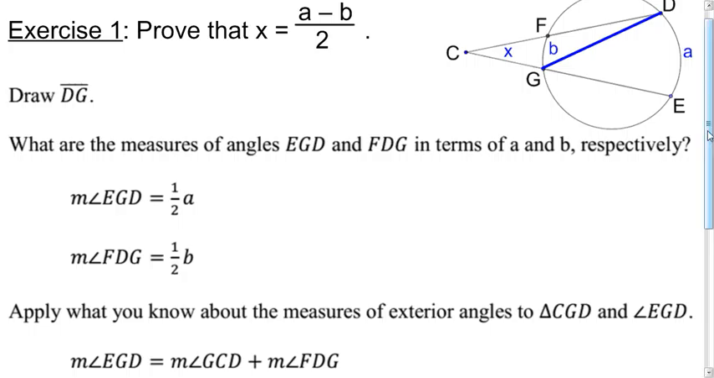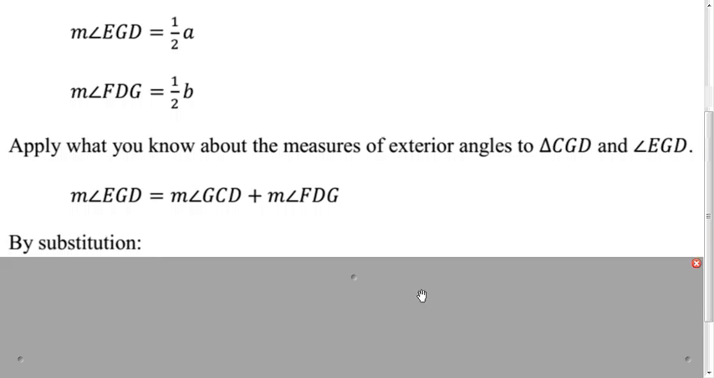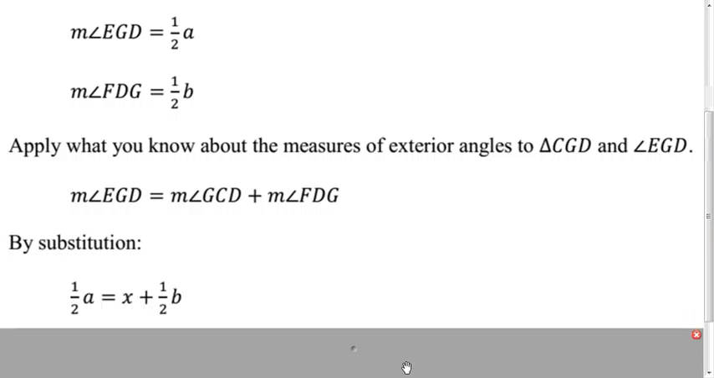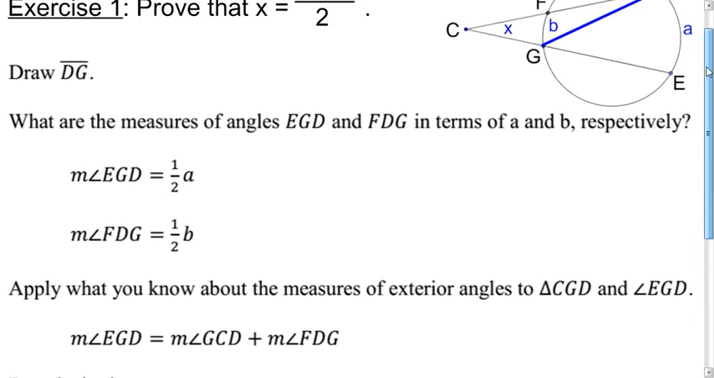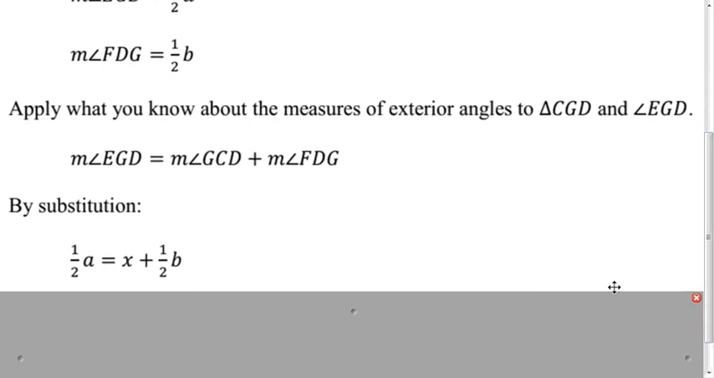So now, if we substitute, what do we get? Well, we plug in what we have up here, and GCD was our x. That's our exterior angle that we're looking for. And now we can just solve this for x, and this gets us our desired result.